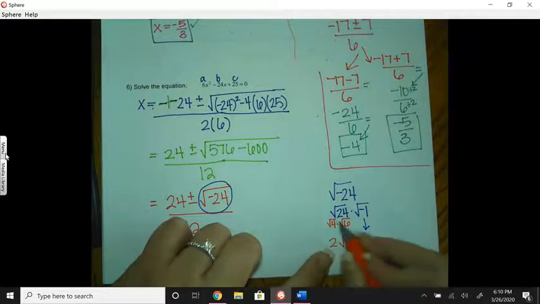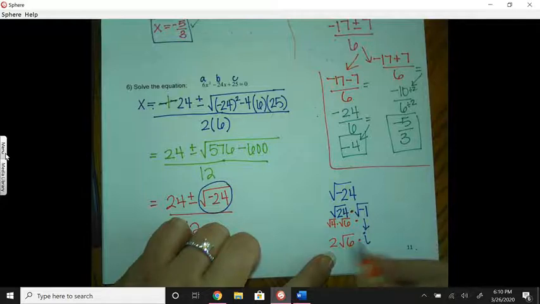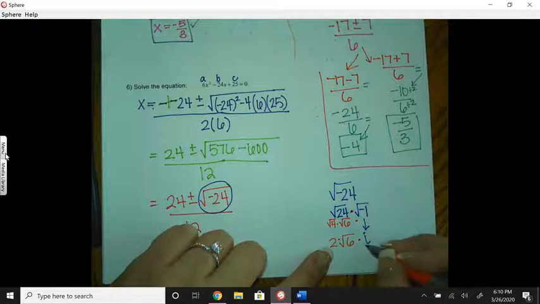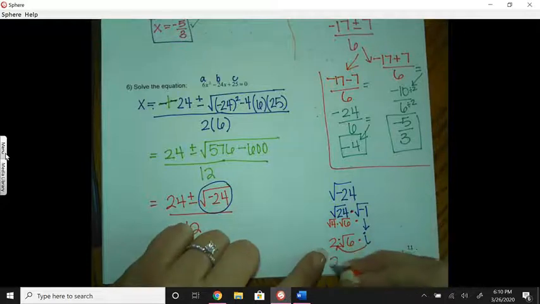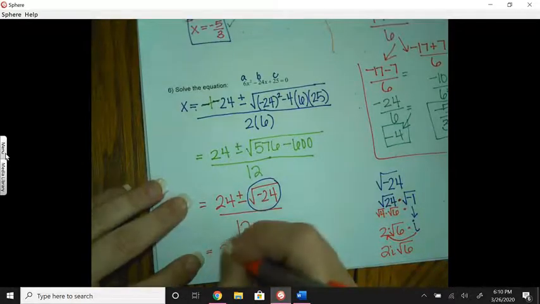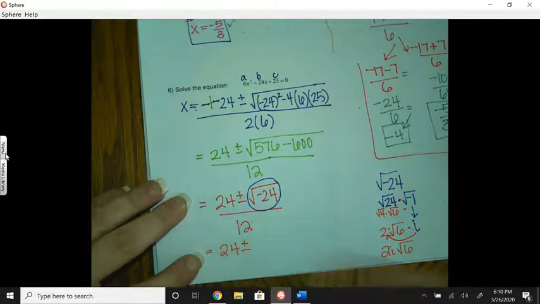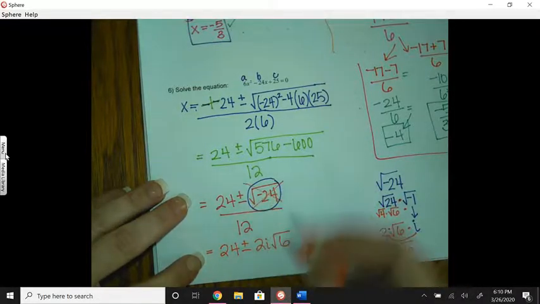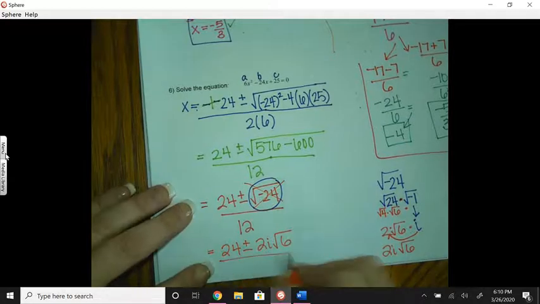And again, all of this is being multiplied here. So because all of this is getting multiplied, the order doesn't matter. So I prefer to put the i in the front here, so that way it doesn't get confused as getting stuck inside that radical. So now I would have 24 plus or minus 2i rad 6, so I would get rid of this and put what we got there, the simplified version.